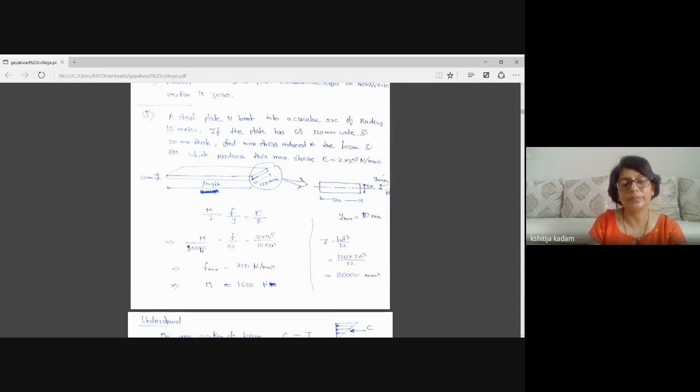So I have calculated. Y will be half of the thickness, maximum Y will be half of the thickness, so it is 10. E and R is given in the question.